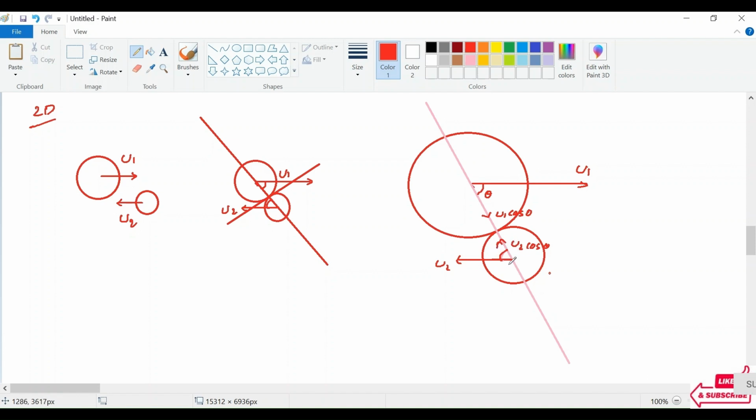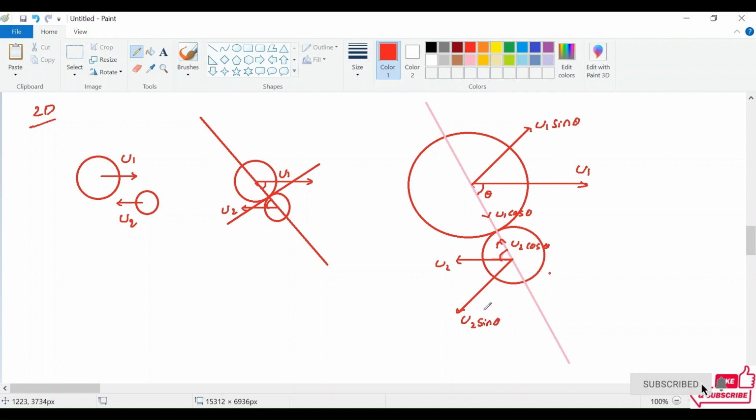Another component perpendicular to it, right? So draw a line perpendicular to this one. Something perpendicular like this. This is another component. For this also you draw another component. So what is this value? This is u1 sin theta. What is this value? This value is u2 sin theta.